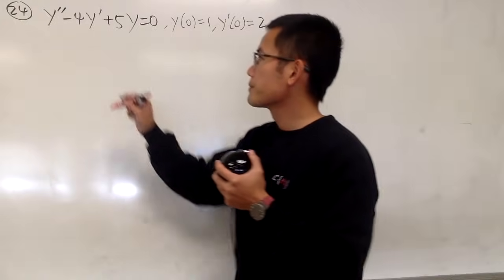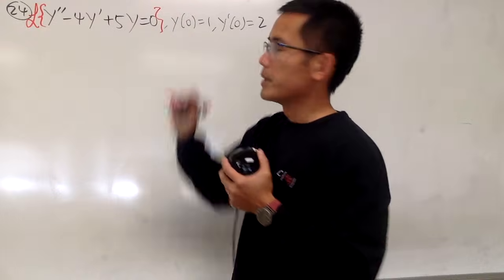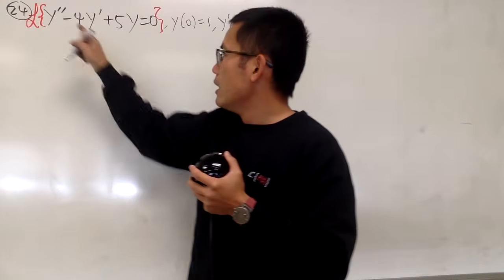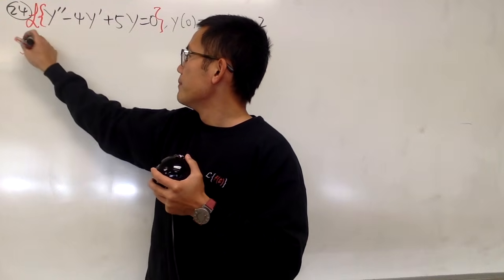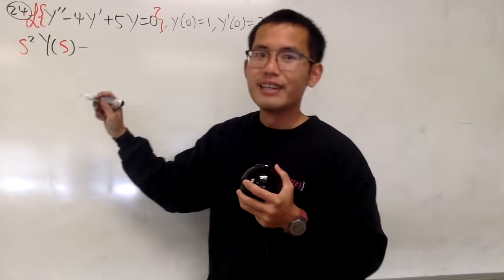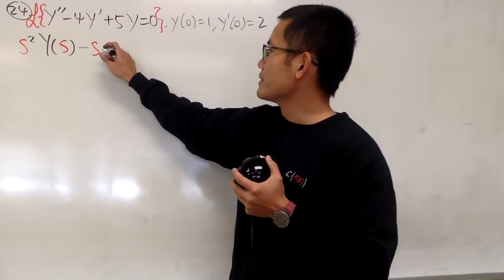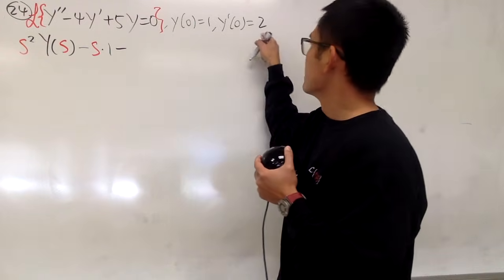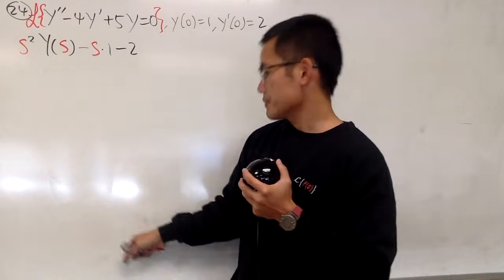So let's do it. First, the original Laplace. No big deal. Here we go. For y double prime, we get s squared Y of s minus s times y of 0, which is 1, and then minus 2. So this is the second derivative portion.